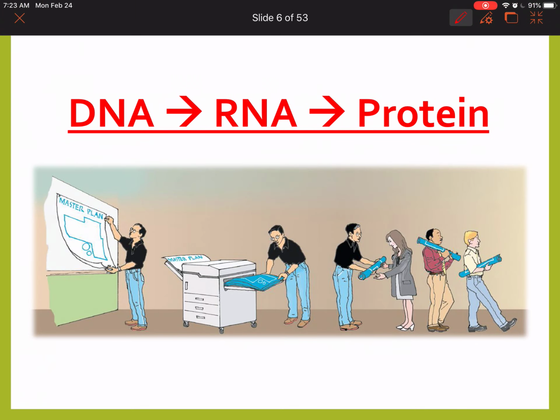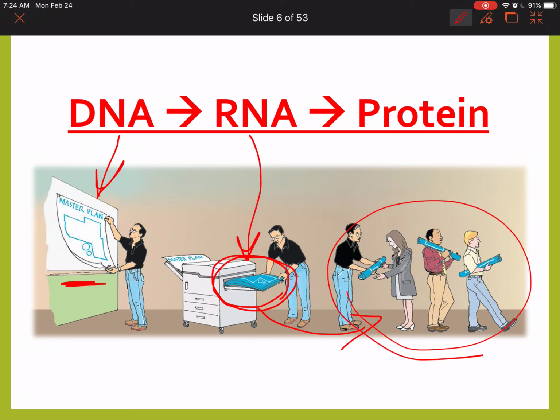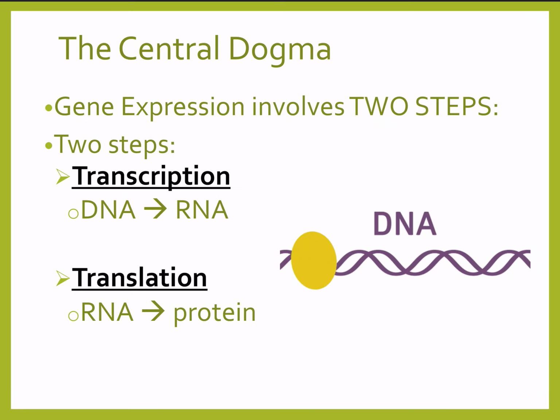This is how the book represents it. This is a metaphor the book uses. The DNA is a master plan. The master plan is kept in the offices where it can be protected. But copies of the master plan can be made. The copies are the RNA. Those copies are sent out into the world where various workers, proteins, turn that into actuality. They're the ones that are going to actually build the building. So it's a good analogy. It makes sense. Hopefully it helps it stick in your head a little bit better.